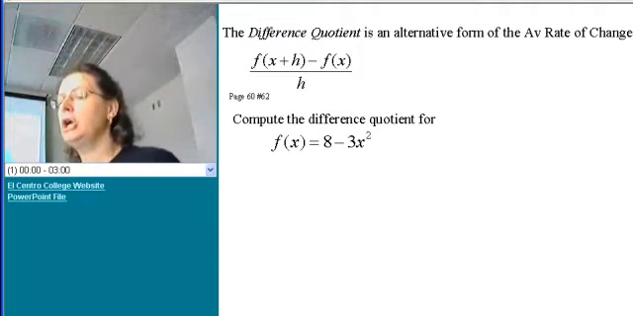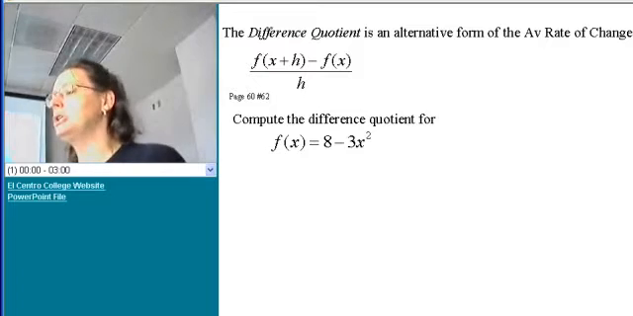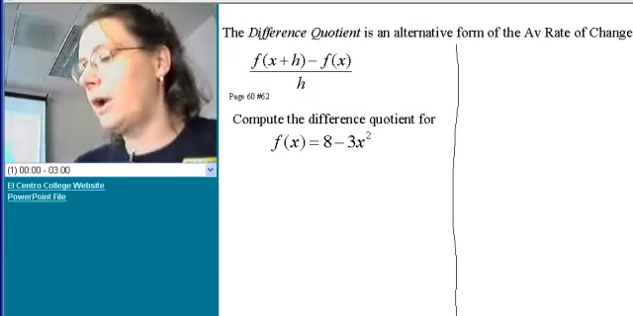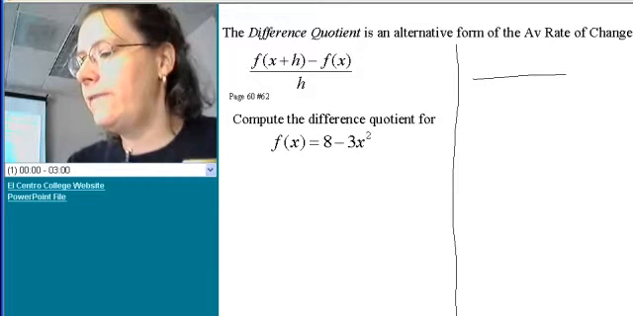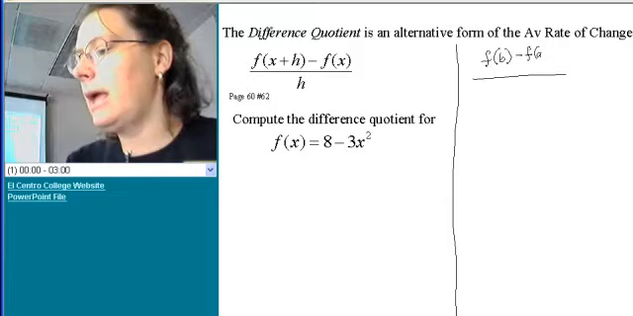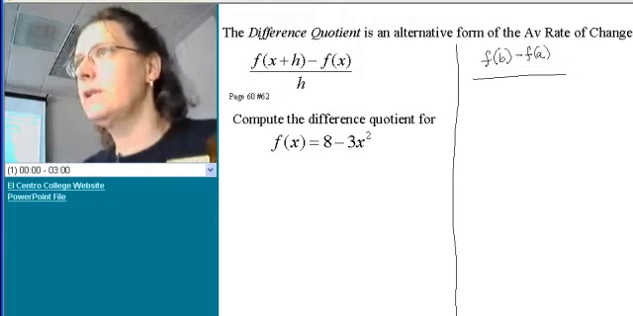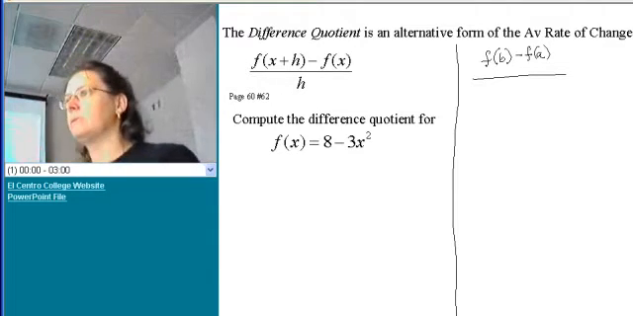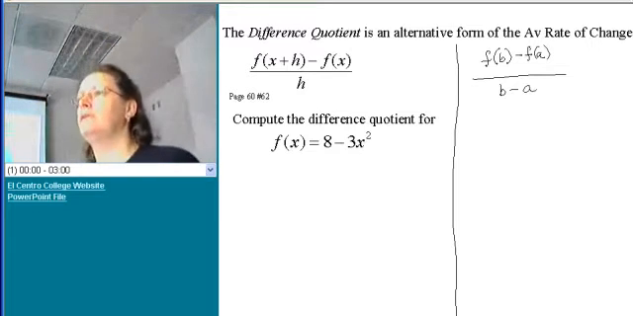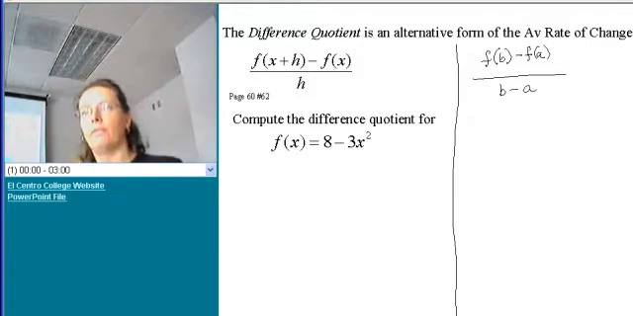Well, first of all, I want to show you a different formulation for average rate of change. We've looked at average rate of change for a function as the function's value at b minus the function's value at a. That's the difference in the y's, because the outputs are the y's, divided by b minus a. That makes it look like the slope formula, and we talked about it being the slope of the secant line.